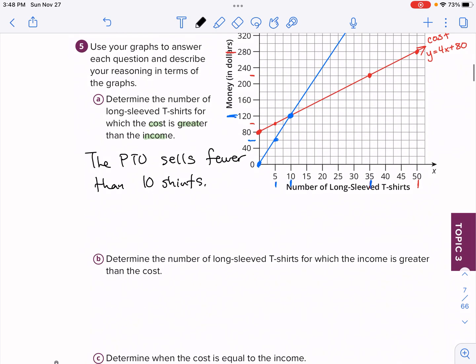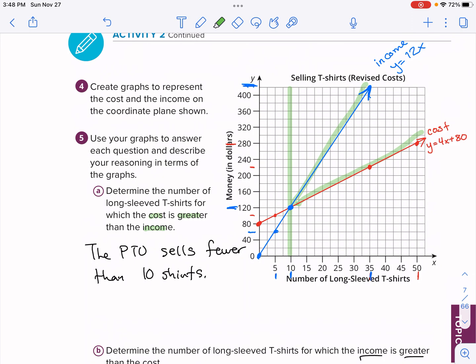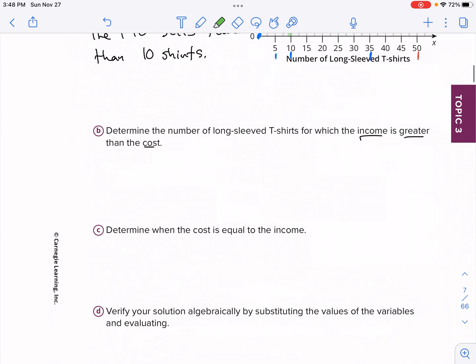And then for B, determine the number of long sleeve t-shirts for which the income is greater than the cost. So income is in blue. Everything that is right of this green line, that's where blue is above red. So that means we have more money. So the income, how much money we're receiving, is greater than how much money that we're using or spending. Okay, so that is when the PTO, parent teacher organization, sells more than 10 shirts.